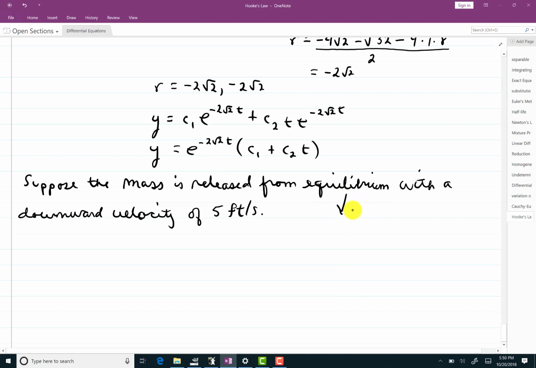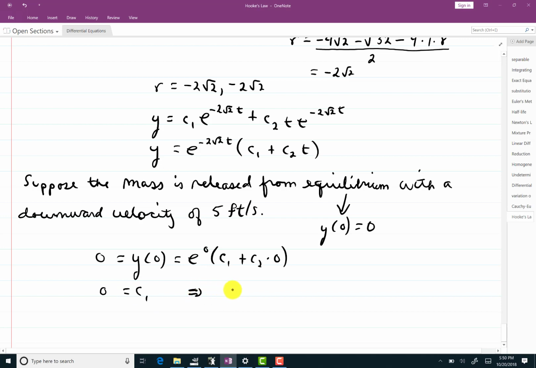So the fact that we're releasing it from equilibrium tells us that y(0) = 0. This will allow us to find one of the c's. So let's plug it into the equation. y(0) = e^0 times (c1 + c2 times 0). Of course, this means that just c1 survives. And now my new equation of motion will be y = e^(-2 radical 2 t) times c2 times t. So maybe I'll rewrite this as c2 t e^(-2 radical 2 t).